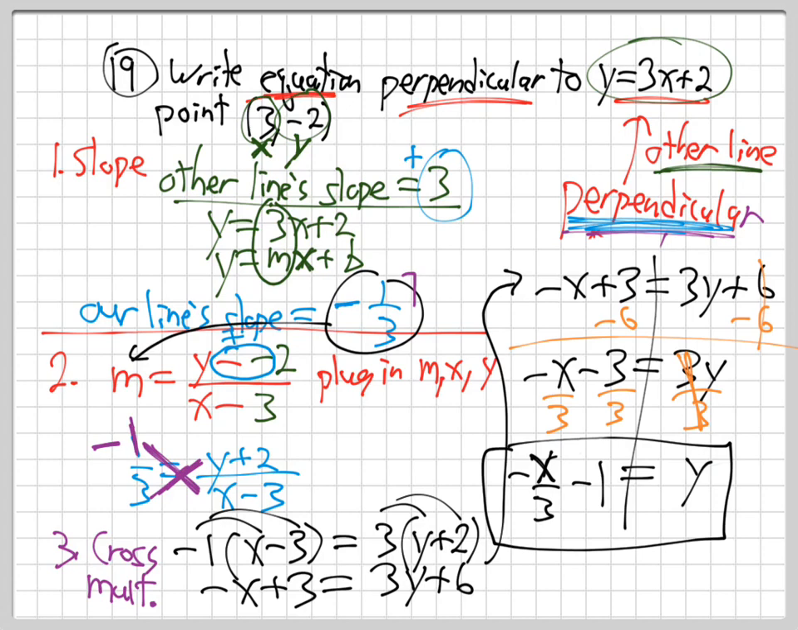So recapping, they gave us some other line. Its slope was 3 because when y is alone, the number next to x is the slope. And then we had to flip it and change the sign, negative 1/3, because our line's perpendicular to theirs. And then we did the rest kind of like normal, plug in and cross multiply. How are we doing? Maybe we got one more. Questions on that one? Number 20, last one.